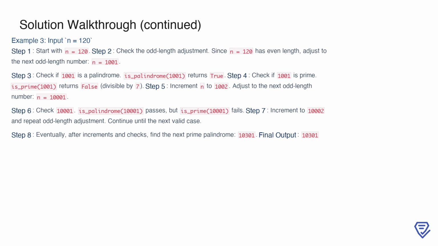From here, we increment n to 1002 and adjust again to the next odd-length number, which is 10001. Checking 10001, it is a palindrome, but it is not prime. We continue this process, incrementing and adjusting as needed, until we find the next valid case. Eventually, we discover that 10301 is both a palindrome and a prime number. Therefore, the smallest prime palindrome greater than or equal to 120 is 10301, and we return this as the result.